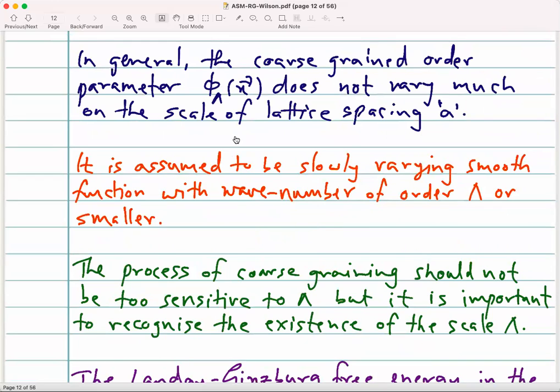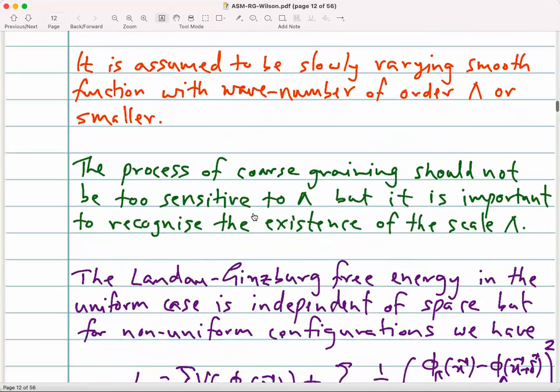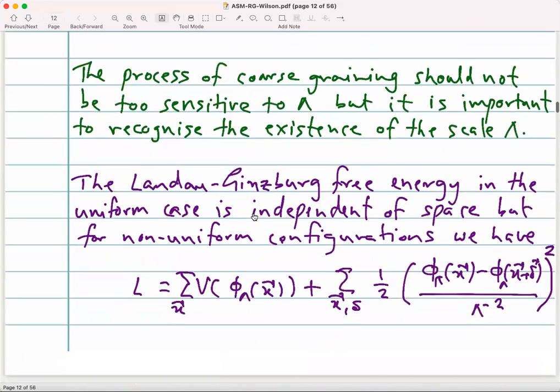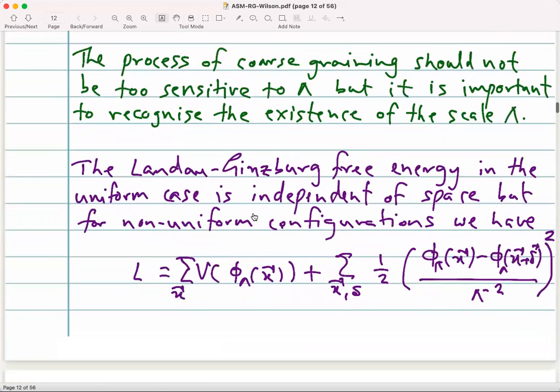So generally, this is what I was trying to say, that generally in the Landau-Ginzburg model, we assume that it is a slowly varying function, and therefore, you can think of that as a function written in terms of wave number with large wavelength. Right. So the idea of introducing lambda is to ensure that there exists another length scale, which is an important length scale in the process of coarse graining.